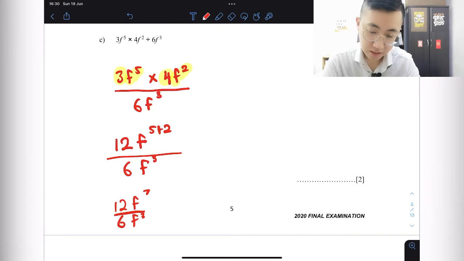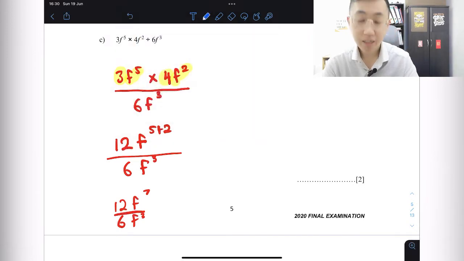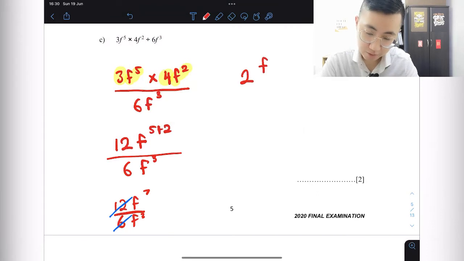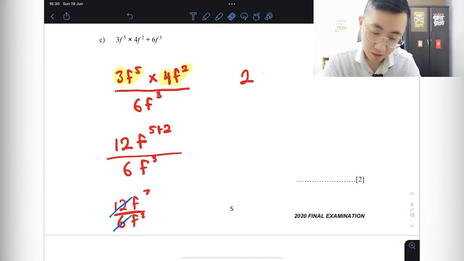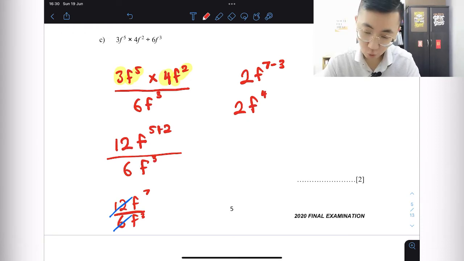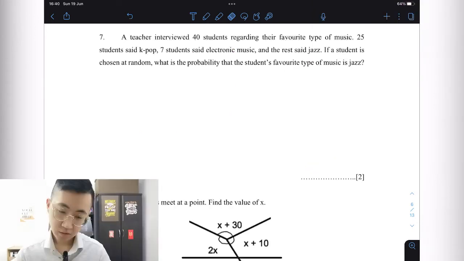So you notice that the next step, you need to divide 12 divided by 6. Can you see that? That will become 2. Alright, so you are going to write 2. Now your f power of 7, remember when you do divide, you can actually combine them by writing minus on the power. So let me do that. So write f power of 7 minus power of 3. So you write your final answer 2f to the power of 4. Okay, so log in your final answer. So that is question C.